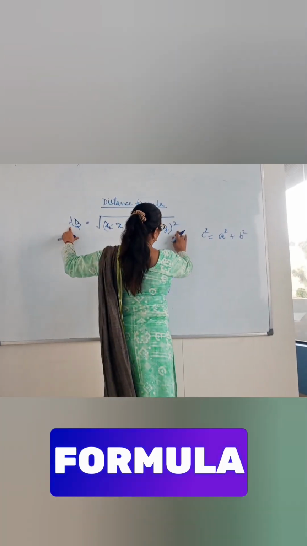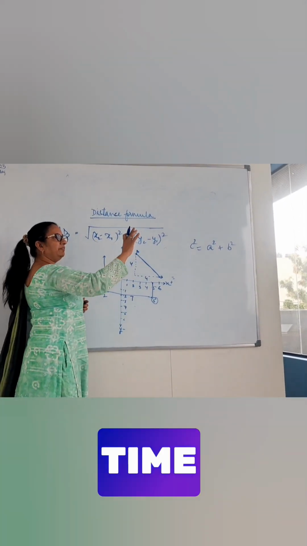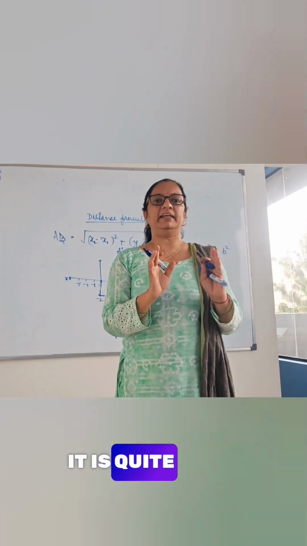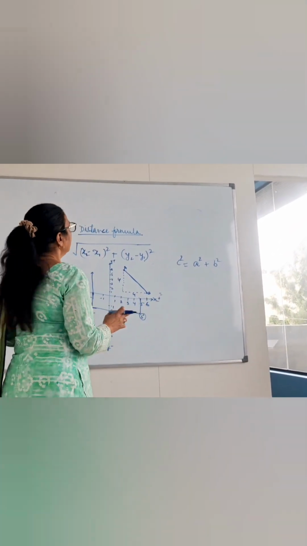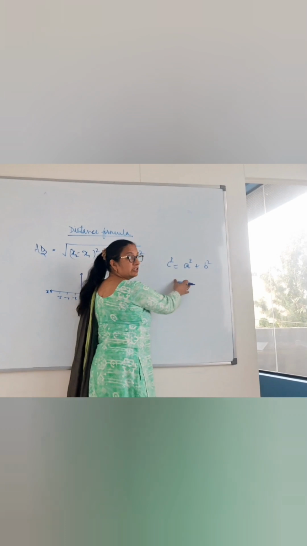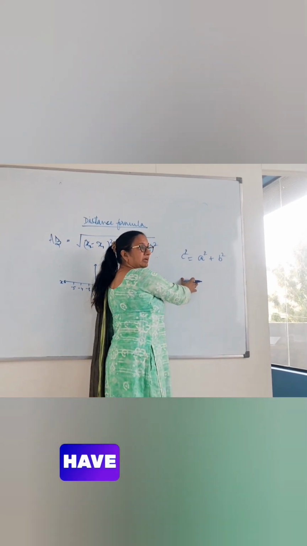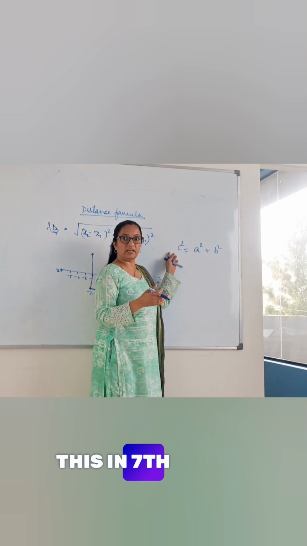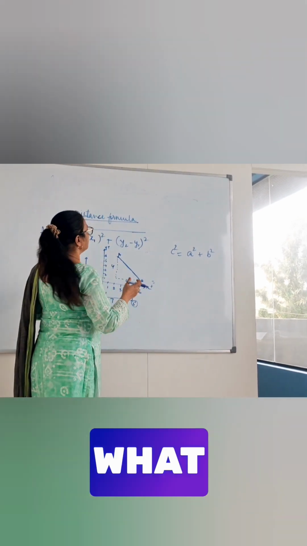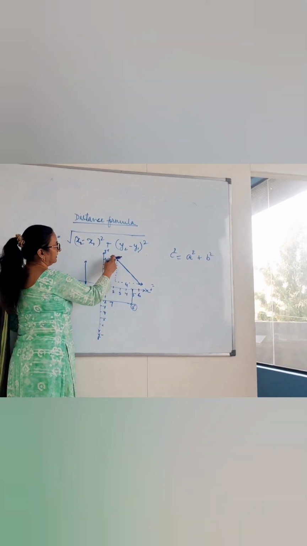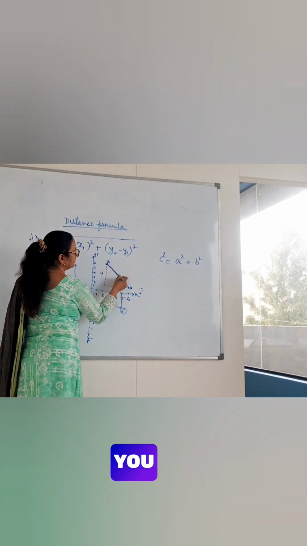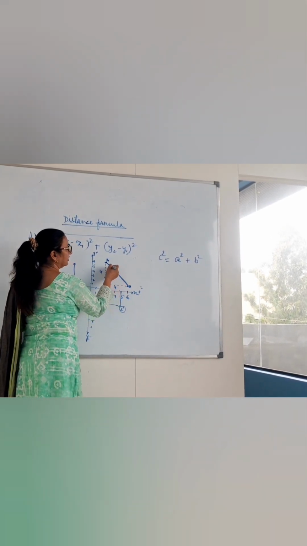This is the distance formula, right? Most of the time we are asked to mark it up. Do not mark it up. It is quite easy. The distance formula is related to the Pythagoras theorem, which you must have learned in 7th grade itself, as you are in 9th or 10th grade, right? This will help you find the distance formula, the length of the slope.